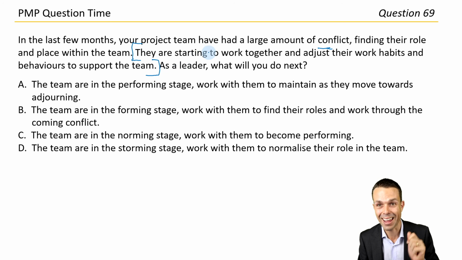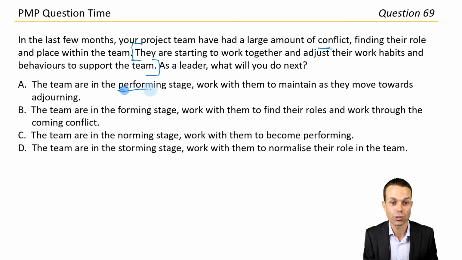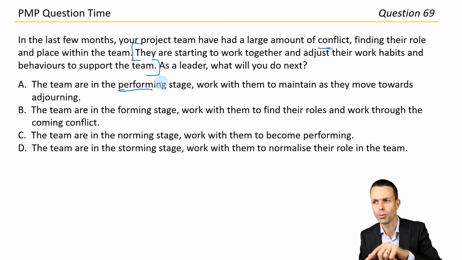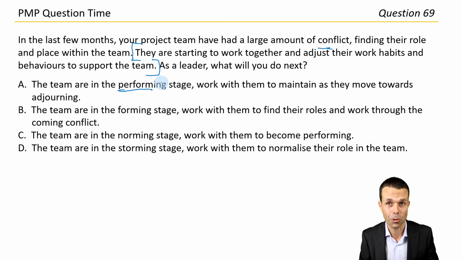And look at these answers. This is storming, norming, performing, adjourning, forming, storming, norming, performing. They all rhyme, and it's quite nice. Anyway, it's Tuckman's model for the 5 stages of a team.